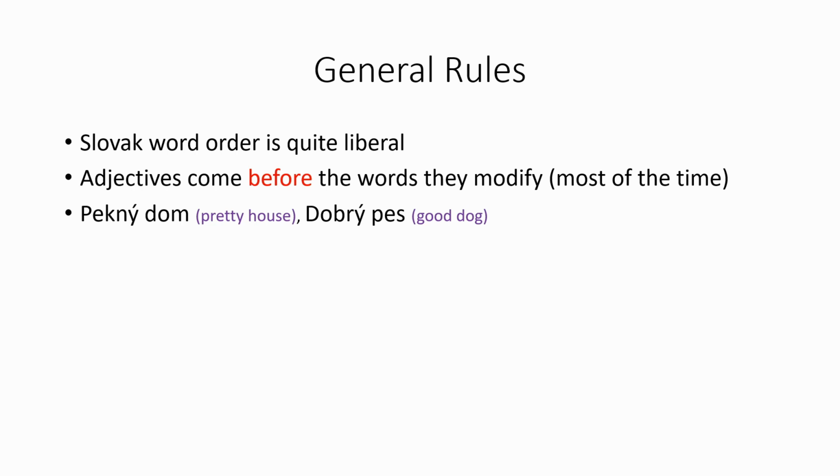Adjectives come before the words they modify, most of the time. This is an important point because that means that Slovak usually places its modifiers before the words they modify. Of course, exceptions do apply, but most of the time adjectives will come before the words they modify, such as pekný dom, pretty house, dobrý pes, good dog.